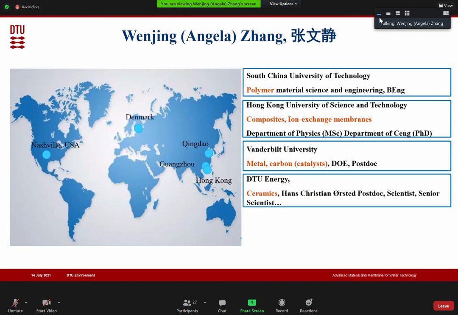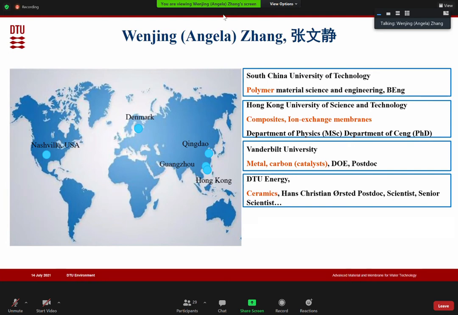That's why after the postdoc at Vanderbilt University, I moved to Denmark and joined the Department of Energy. There, for 6 years, I worked on ceramics. I combined sol-gel chemistry with shaping technology like electrospinning to make ceramic nanofiber membrane for solid oxide fuel cells, electrolysis, and also flue gas purification. Over the years, I also had the opportunity to collaborate with scientists and entrepreneurs in Denmark for water technology.